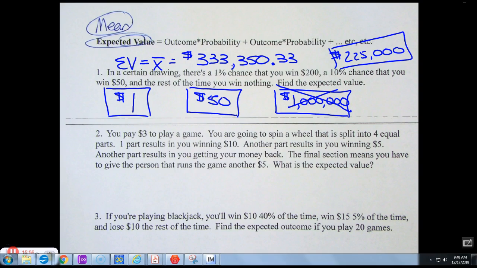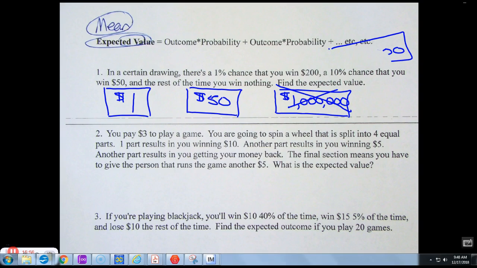If you stay in the game, your options now are $50 or $1. Find the expected value.